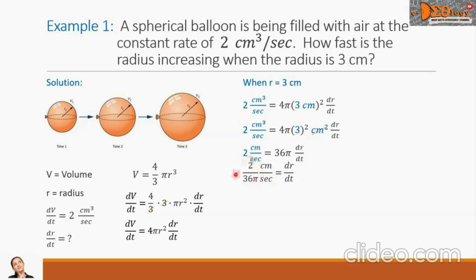We can still simplify this fraction by reducing to lowest term. So dr over dt is equal to 1 over 18 pi centimeter per second. This is the rate of change of the radius when it is equal to 3 centimeter. This is our final answer.